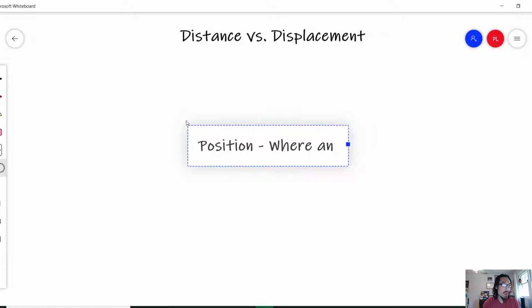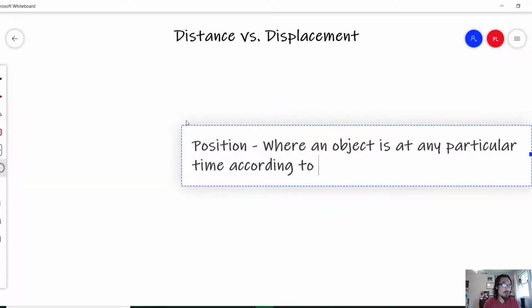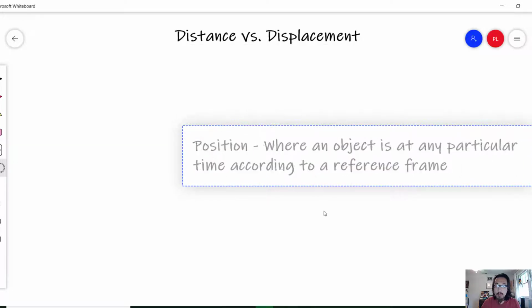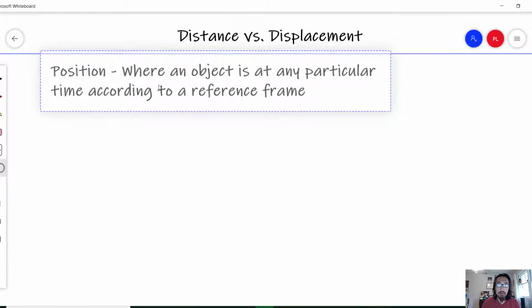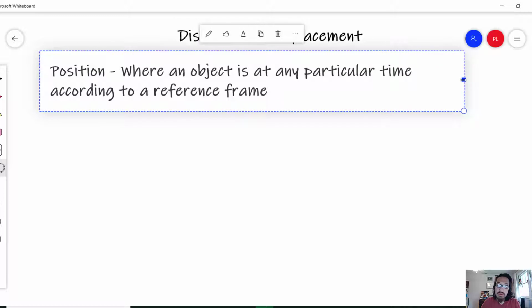Position is where an object is at any particular time according to a reference frame. Now there's a lot of physics terminology there, such as reference frame, and we'll get into reference frame in a little bit. But basically, the short version of reference frame is just where you are according to something else.